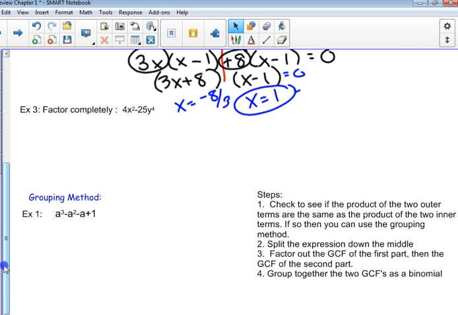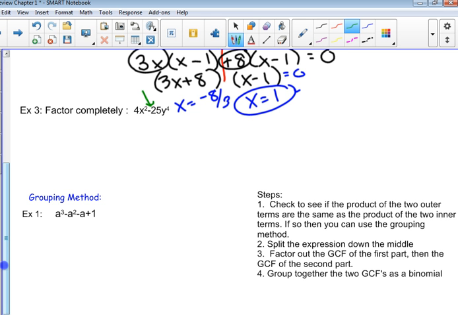Anybody have an idea what type of method we have to use to factor something like this? Look at the numbers and the exponents. Is there something in common with a 4 or 25? Could 5 go into 4? No. They're both something special. Root. Yeah, root. Perfect squares, good job. And notice the difference of perfect squares is you have the minus between.